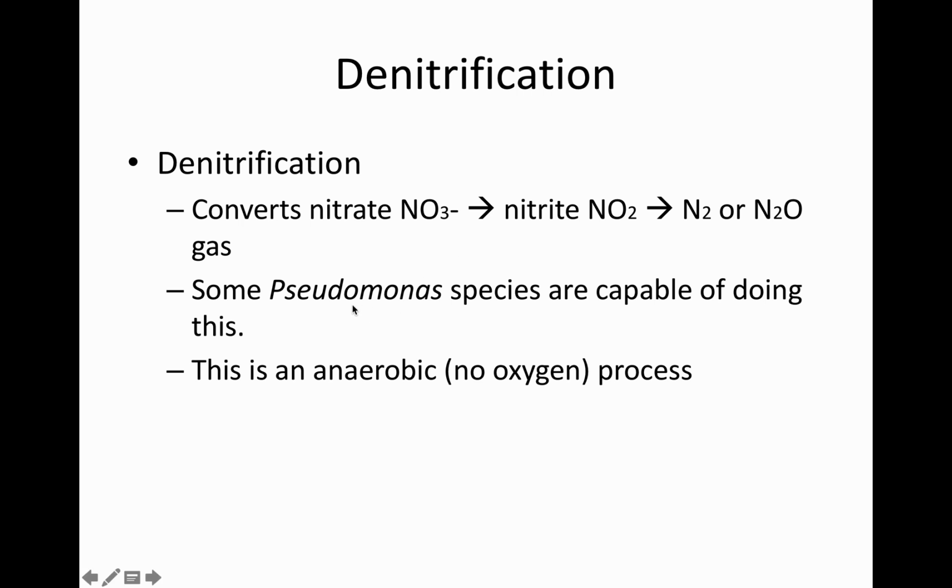Some organisms from the genus Pseudomonas are capable of this process. It's an anaerobic process, and what's happening is the bacteria is actually using nitrate and nitrite as an electron acceptor in an anaerobic respiration process. In the lab, we will do a test to see if the organism can use nitrate as an electron acceptor.